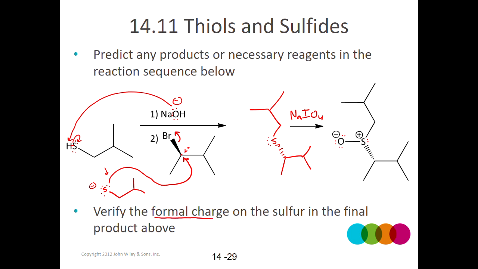Just to quickly look at the formal charge on this sulfur. Sulfur is in column 6A on the periodic table, so it needs 6 valence electrons to balance out its formal charge. How many are actually assigned to it? Well, it's got 2 all to itself in this lone pair, 1, 2. And it's got 2, 4, 6 that it's sharing, so half of that, 3. 3 plus 2 is 5, and 6 minus 5 gives me a plus 1 for its formal charge.